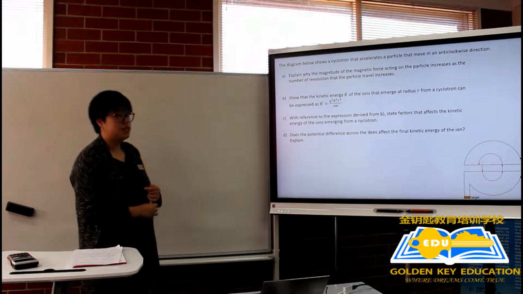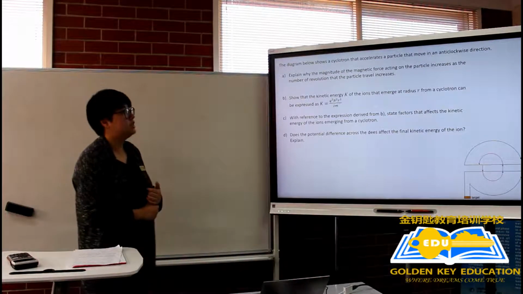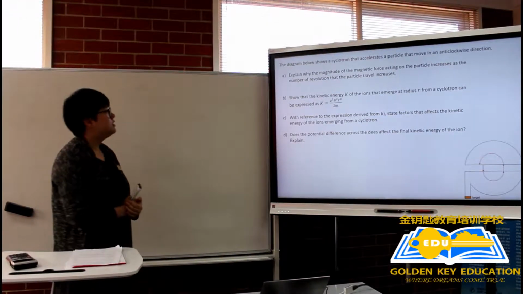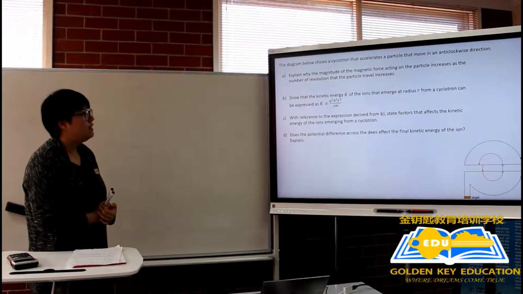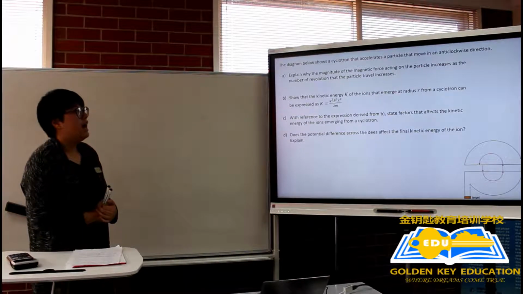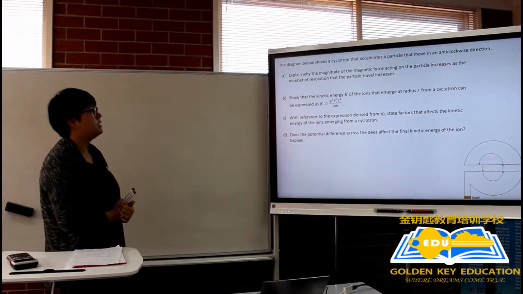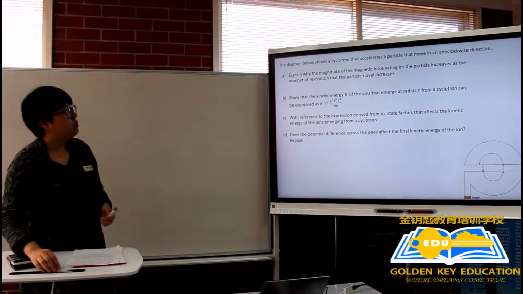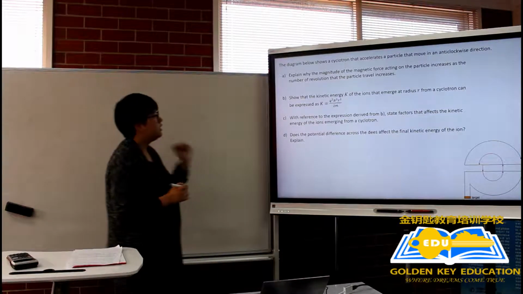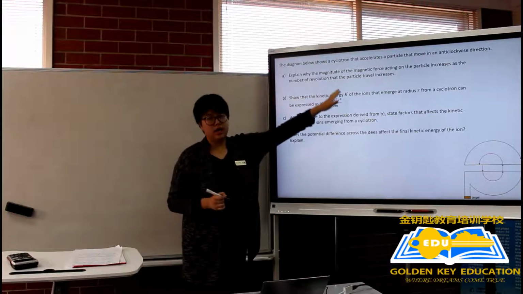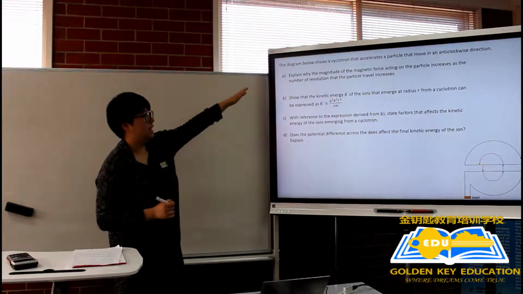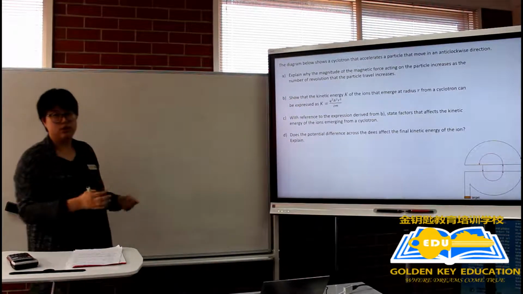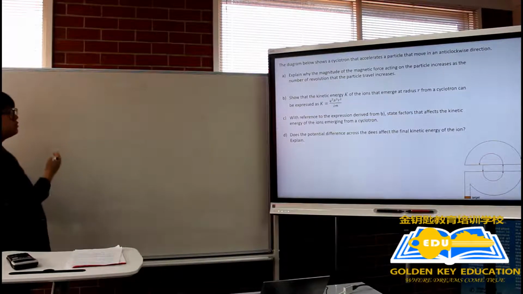The diagram below shows a cyclotron that accelerates a particle that moves in an anti-clockwise direction. In the diagram there, the first question asks us to explain why the magnitude of the magnetic force acting on the particle increases as the number of revolutions that the particle travels increases. So the way we're going to tackle this problem is to first think about when the particle travels in the cyclotron, and more specifically when the particle travels across the gap between the Ds, what would happen to it?